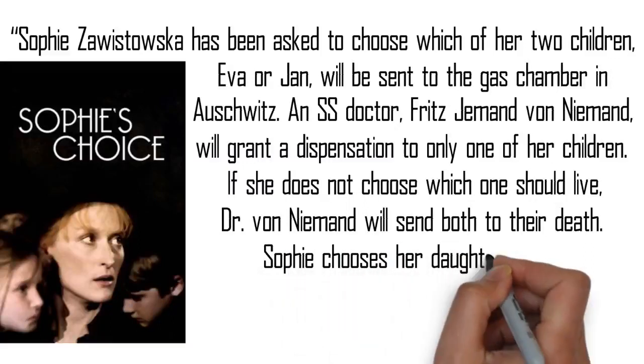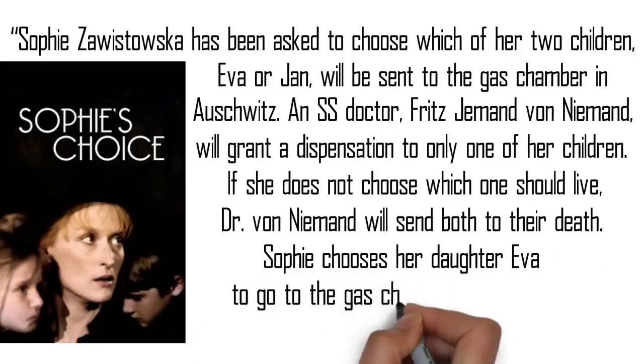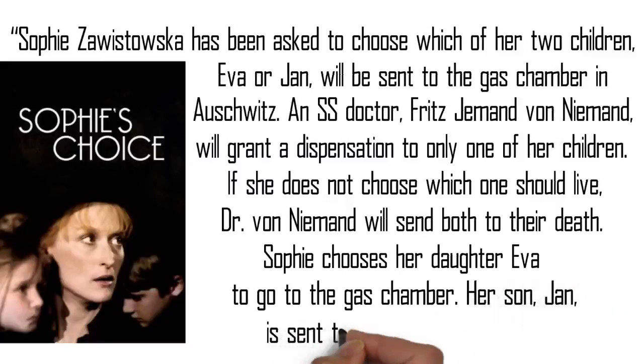Sophie chooses her daughter Eva to go to the gas chamber. Her son Jan is sent to the children's camp.